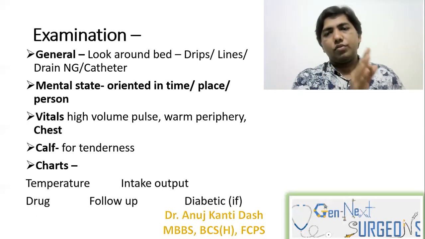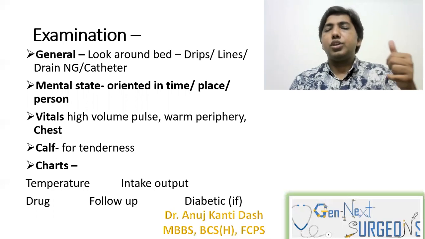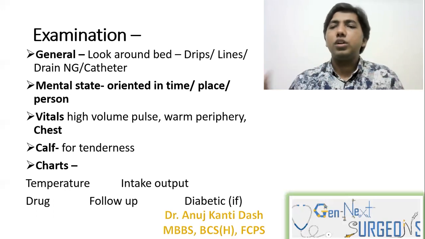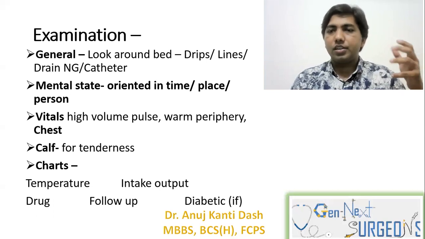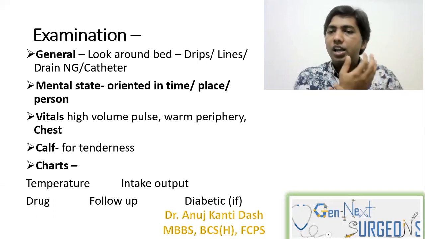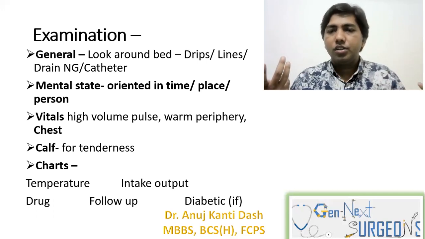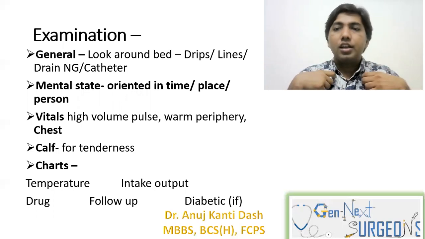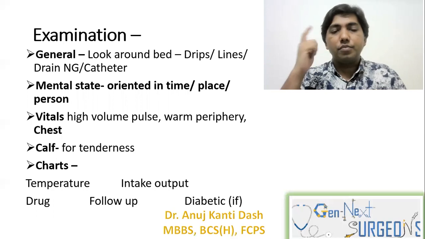Then you look for vitals, blood pressure and pulse. In this particular case, as we are talking about septic shock, you all know that in septic shock the periphery will be warm, not as in hypovolemic shock, where there will be cool clammy skin. The pulse will be a high volume pulse, not a rapid thready pulse. Respiratory rate will be increased, and temperature will be increased. You have to auscultate the chest, and look at the calf muscle for tenderness, deep vein thrombosis. You need to always keep that in mind.